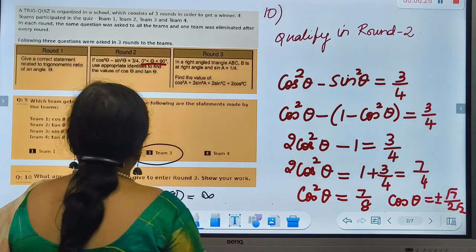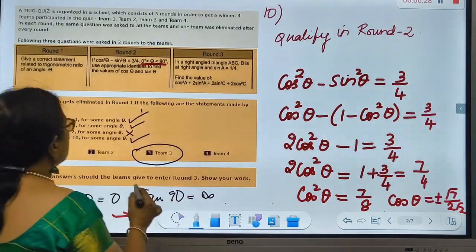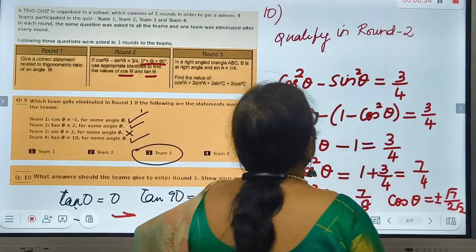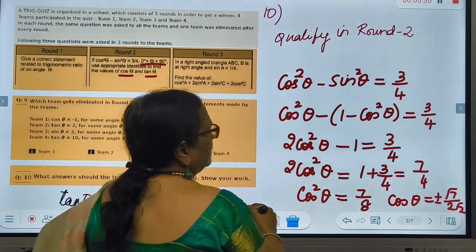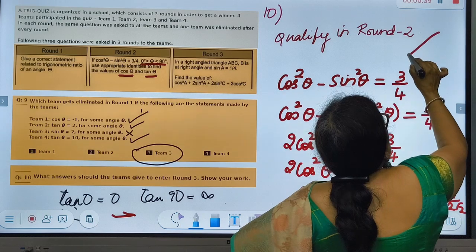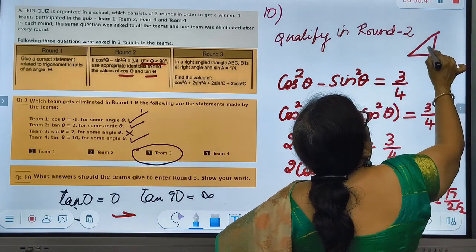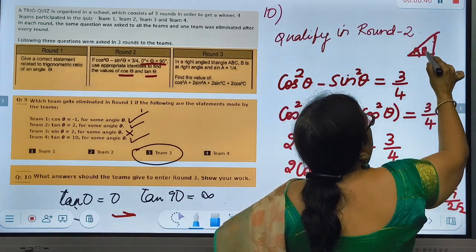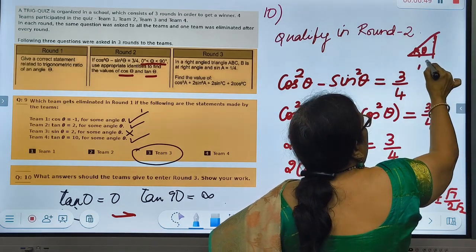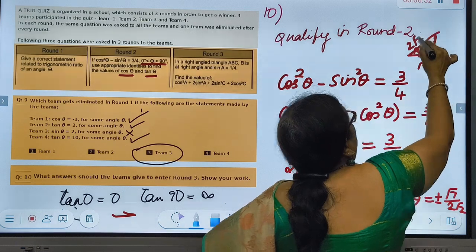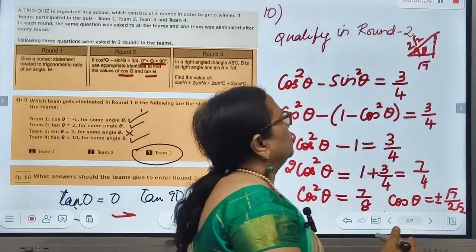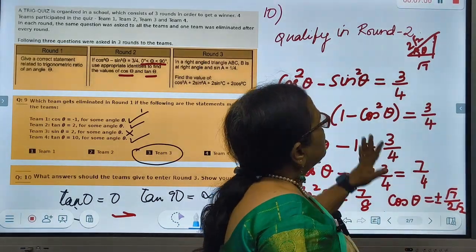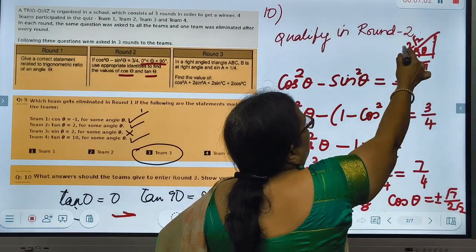Now, let us also find what tan theta will be, because two answers are needed. You have to find cos theta and tan theta. So, how will you find tan theta? Suppose this is your right angle triangle and this is your theta. What is cos theta? Cos theta will be adjacent side, root 7 by 2 root 2. It can be a multiple of that, root 7 times k, 2 root 2 times k, but to avoid confusion, I am just taking the ratio as it is, root 7 and 2 root 2.